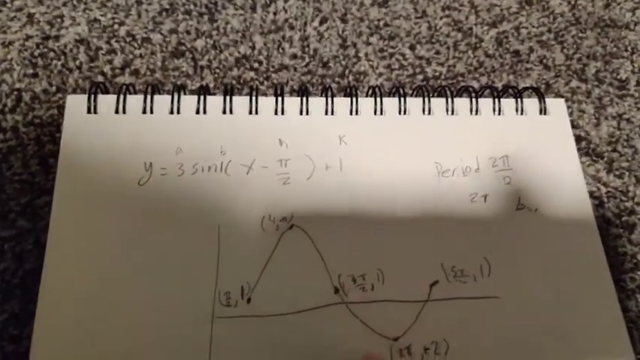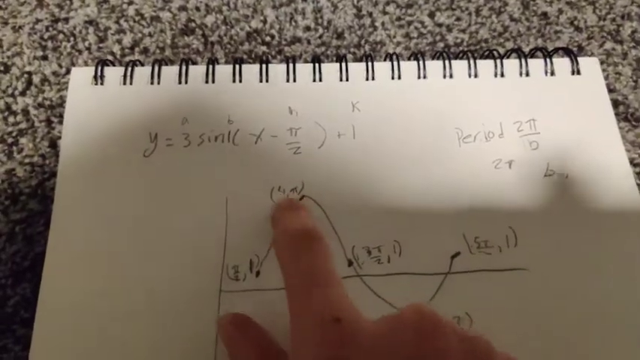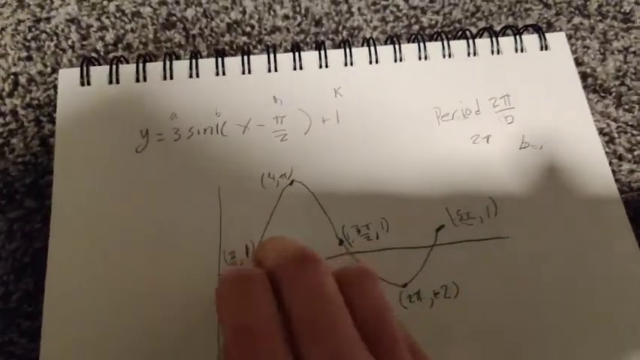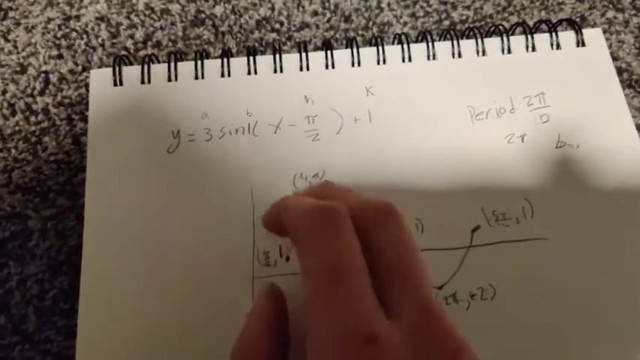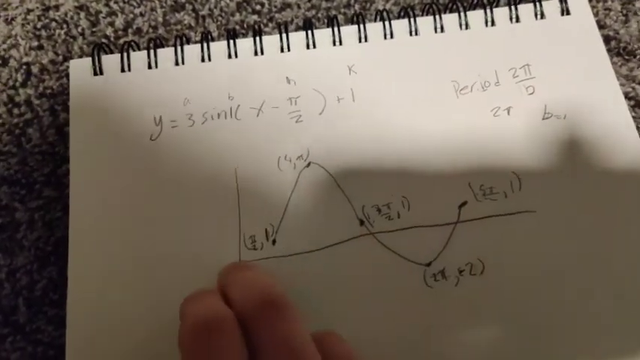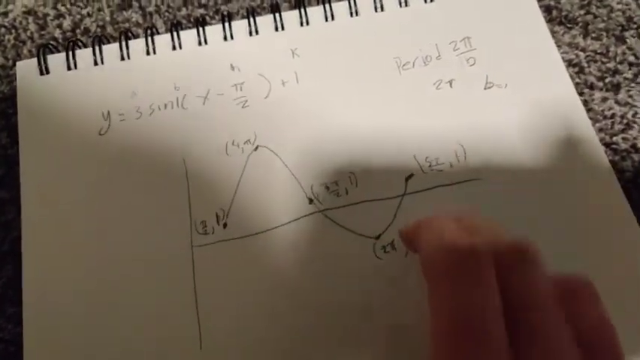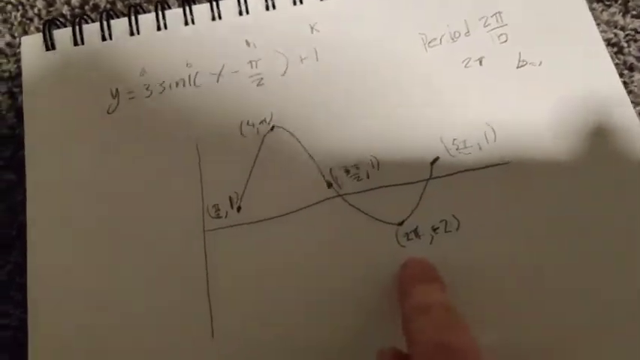And the a value is what gets you the y of the high and the low point, because for the high point you add it to your y value, and then you minus it for the low point.